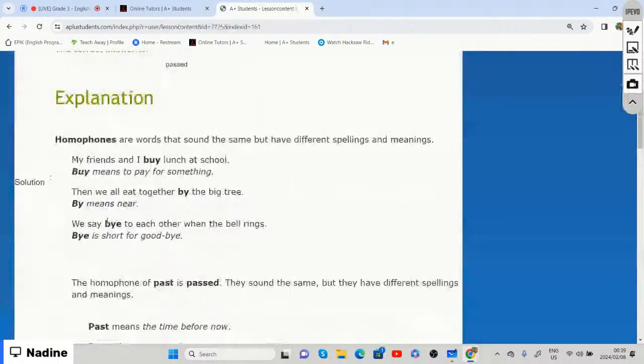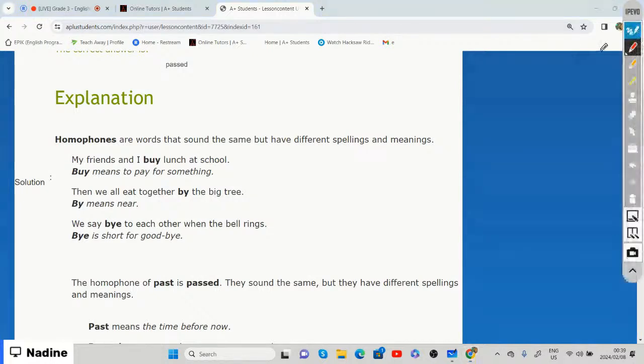So now we're going to identify some homophones, right? And remember, we said that homophones are words that sound the same, but they have different spelling as well as the meanings are different, right? And we made mention first of the word buy. And we said the first word buy, B-U-Y, is to pay for something.